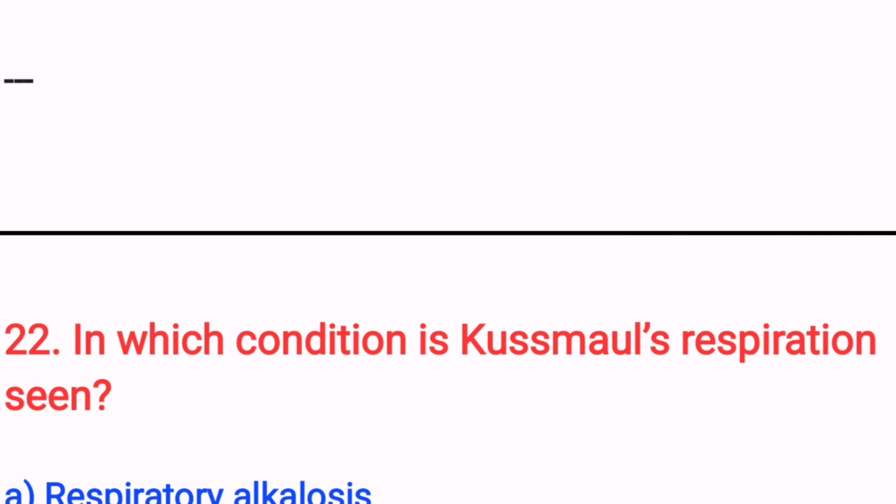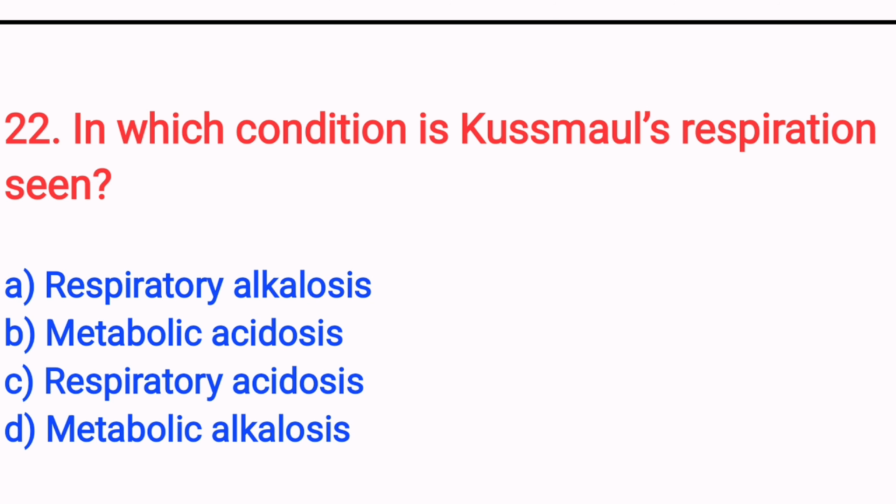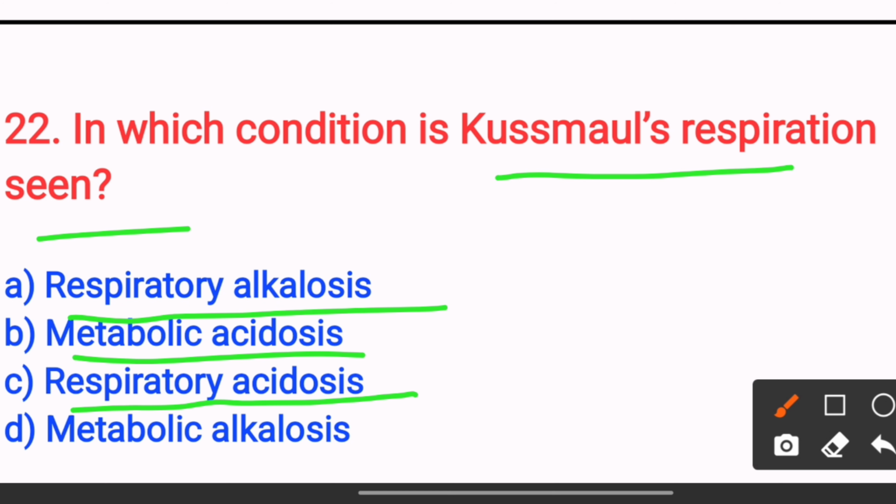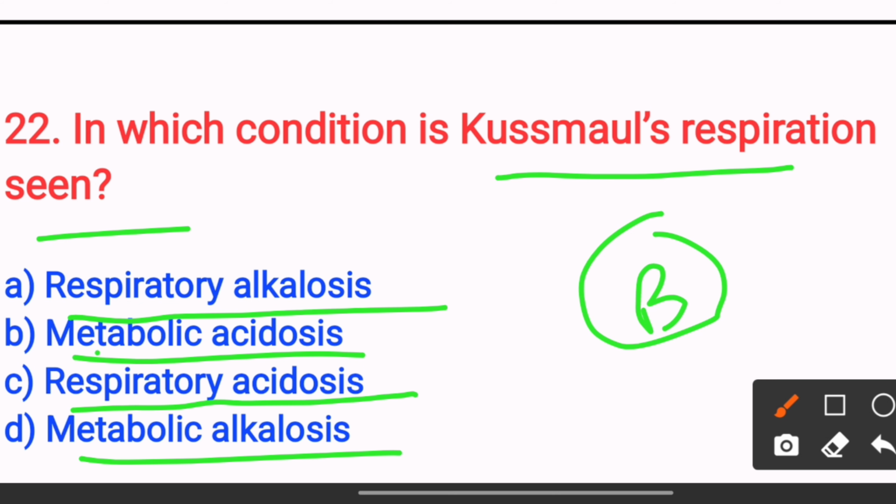Next, in which condition is Kussmaul's respiration seen? Option A, respiratory alkalosis. Option B, metabolic acidosis. Option C, respiratory acidosis. Option D, metabolic alkalosis. The answer is option B, metabolic acidosis.